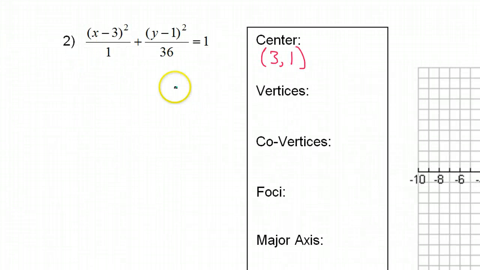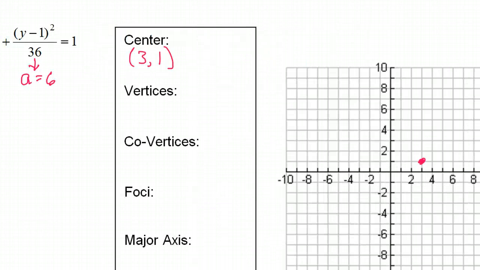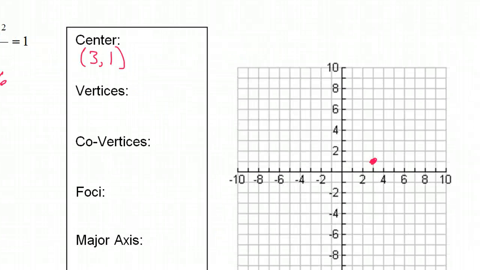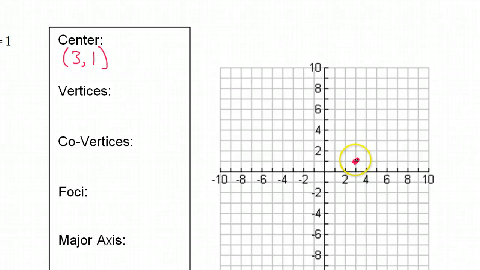Now, the bigger number is going to be our a value. So this is a squared, so that means a must be 6. That'll help me find the vertices. Now notice that the 6 is coming from the y side of the equation. So I'm going to go 6 in the y direction. Starting from the center, I'm going to go up 6 and down 6. If I go up 6, I'm going to wind up here at 7. If I go down 6, I'm going to wind up here at negative 5. So these are my vertices. So that is 3, comma 7.